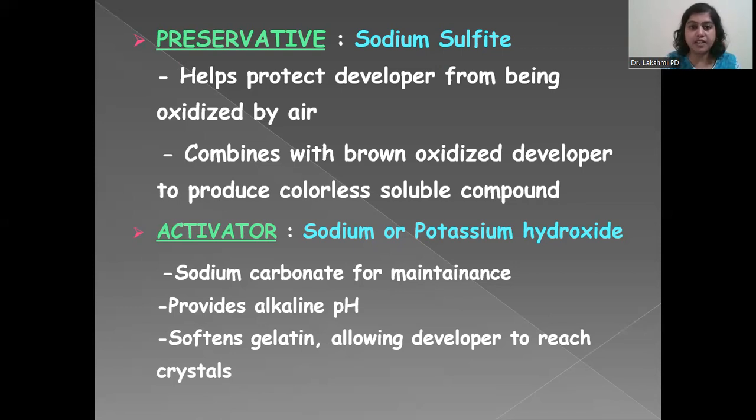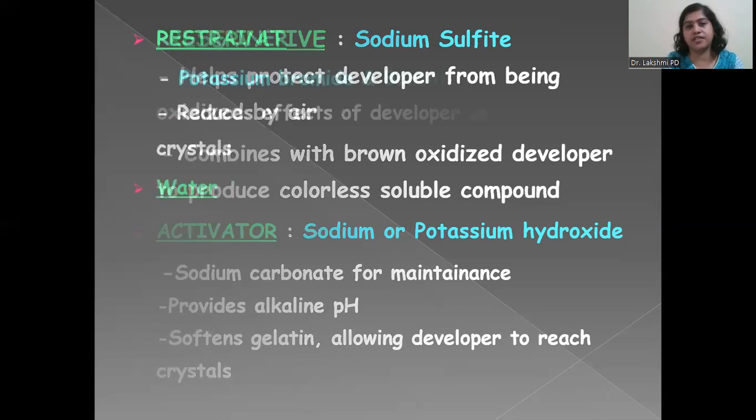Now the activator, which is sodium or potassium hydroxide, provides an alkaline pH. Phenidone and hydroquinone work only in an alkaline pH of 10. So we need sodium or potassium hydroxide to create this alkaline medium, this alkaline buffer. And not only that, the other action that this activator has is to soften the gelatin, which will allow these developing agents to easily diffuse and reach the silver halide crystals.